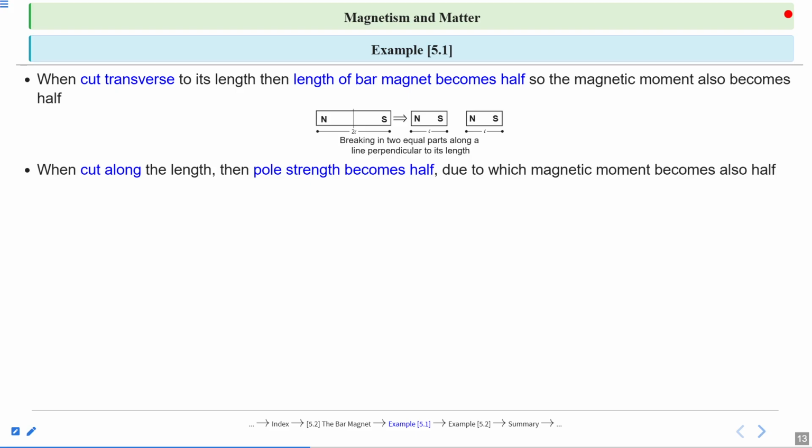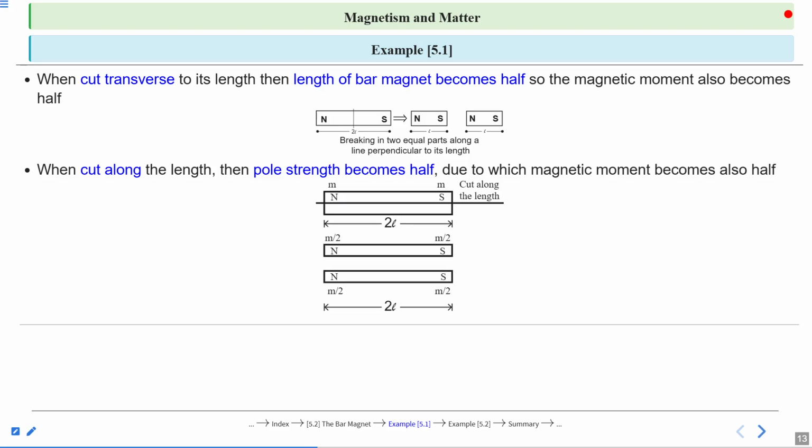In both cases, the magnetic moment will become half. If we cut along the length, it will result in 2 magnets, and this magnetic moment will become half, M by 2. The pole strength also decreases, the pole strength will become half, the magnetic moment becomes half, M by 2, M by 2. The length will remain the same, 2L.